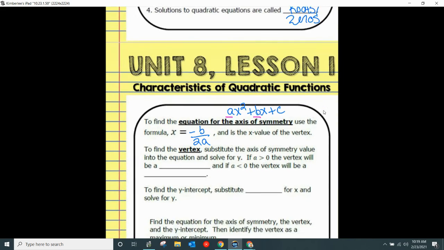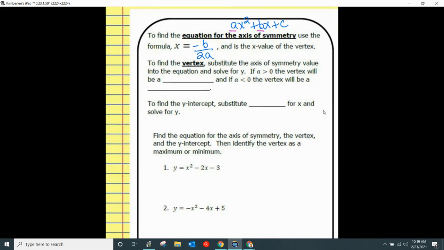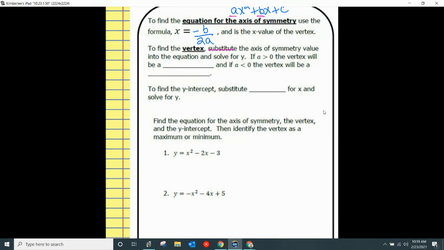To find the vertex, you could do all this complicated stuff right here, but guys, we have something easier. So to find the vertex, we're going to use Desmos. It's the easiest thing to do. If you have an equation, just use Desmos. Type it in Desmos and then look for the vertex. You can click on it in Desmos.